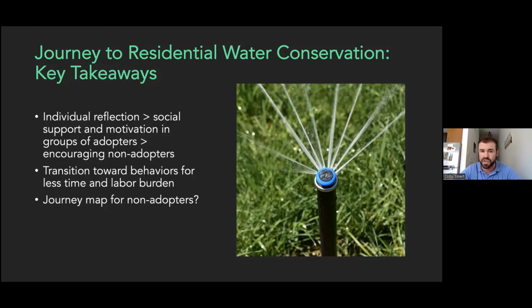So if you're interested, what we saw was overall a big transition towards less time and labor burden in the selection of technologies that people were using. And we looked at adopters here, but we thought it would be really interesting to look at non-adopters and try to define those stages and look at what was influencing them along the way to not conserve water or to use certain landscape practices.